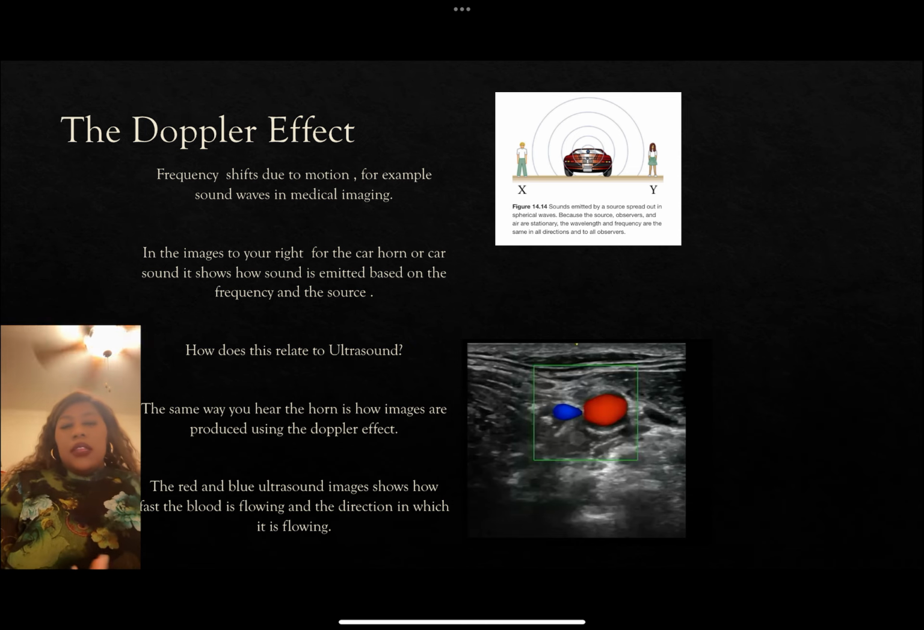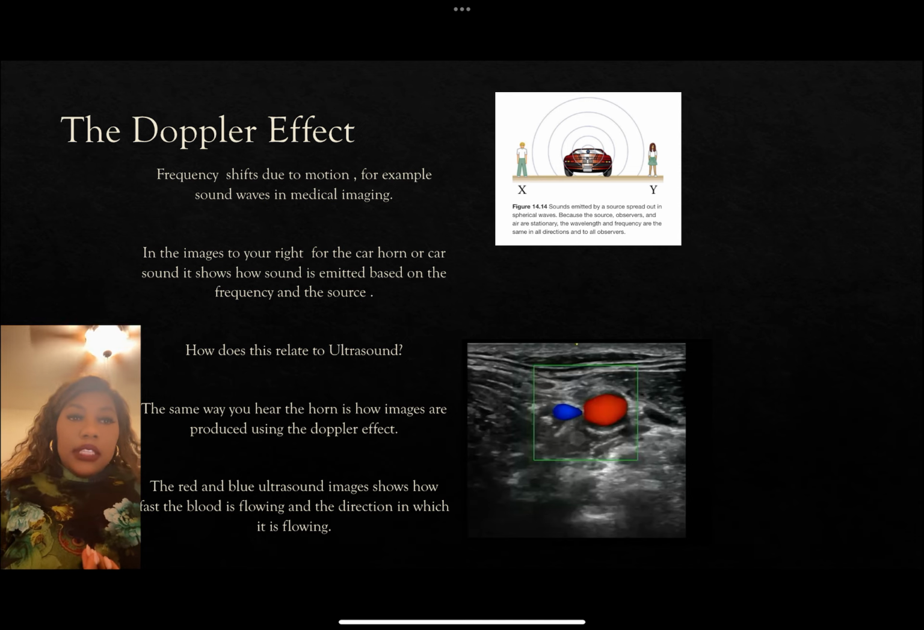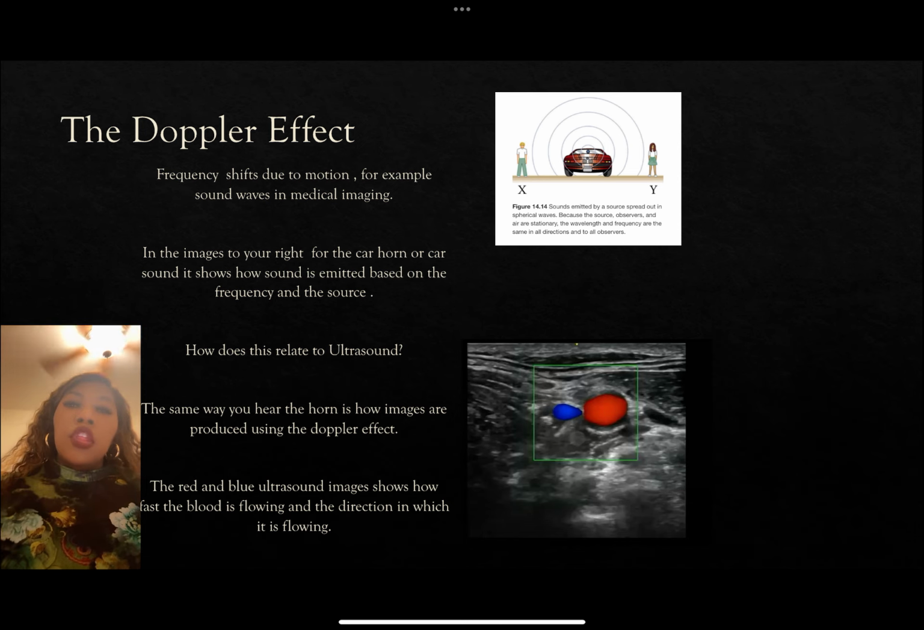How does this apply to sonography? How does this apply to ultrasound? The same way you hear a horn or how you hear a siren or even an alarm on your car, right? It's the same way that images are produced using the Doppler effect.